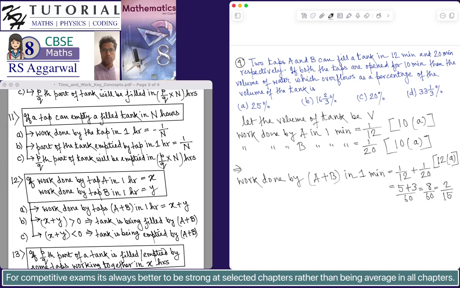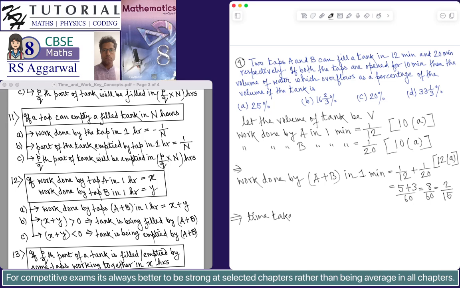Okay, so 1 by 12 plus 1 by 20, the LCM will be 60, and this is 5 plus 3, 8 by 60. This is 2 by 15. Now we know that the work done in 1 minute by A plus B is 2 by 15.